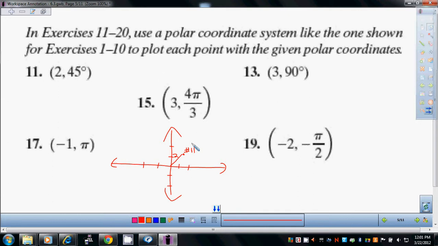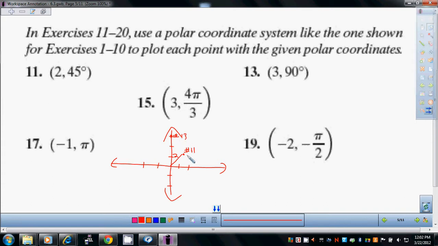All right. Michelle, where's number 13 going to be located? I appreciate your honesty. Ferd, where's number 13 going to be? Up or down? You're right. 3, 90. You come out 3, rotate 90, and here's number 13.